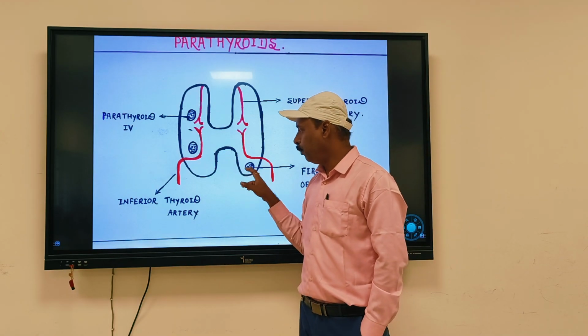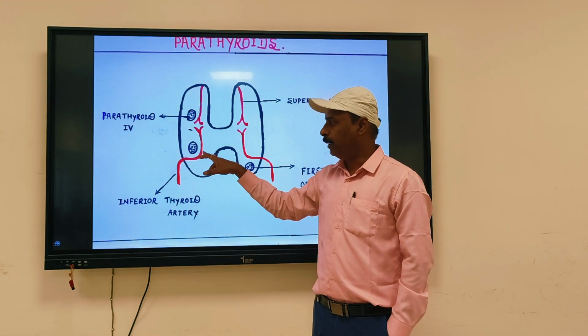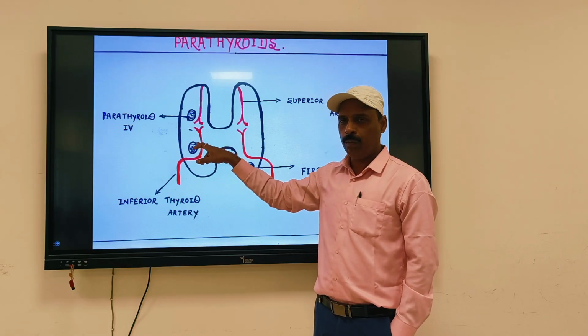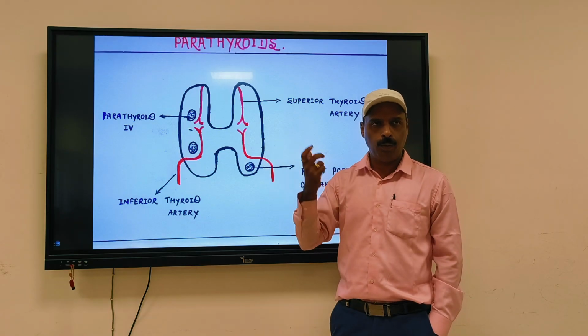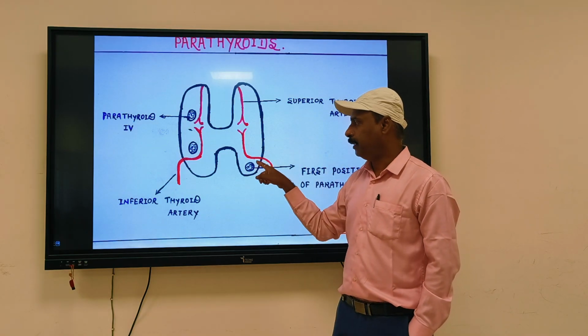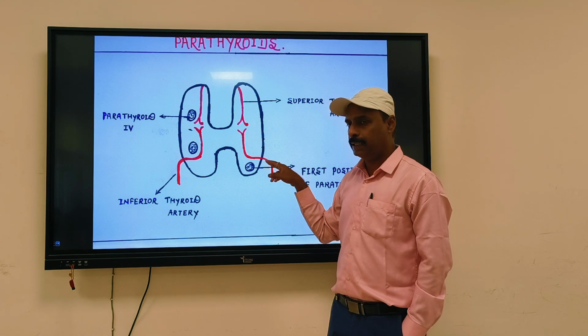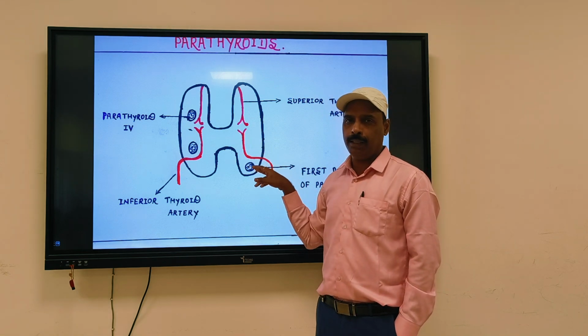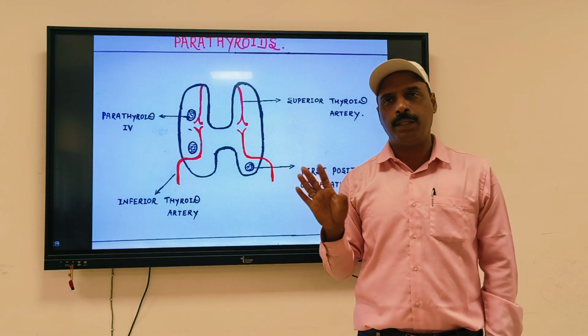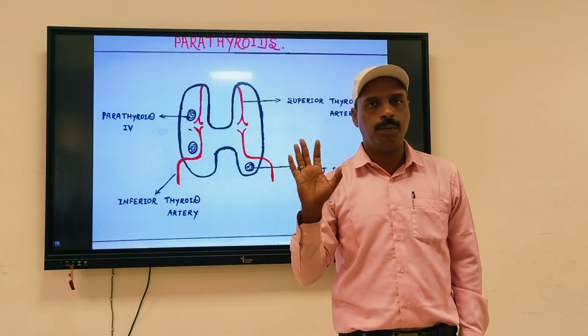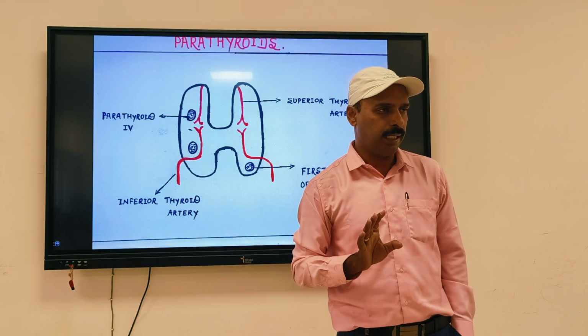Then the inferior one, you may have the location. The inferior parathyroid may be above or at the lower pole of the thyroid, the lower end of the lobe of the thyroid. But where exactly? It is below the inferior thyroid artery. So this location is very important during the thyroidectomy, because we are going to preserve the parathyroid gland.